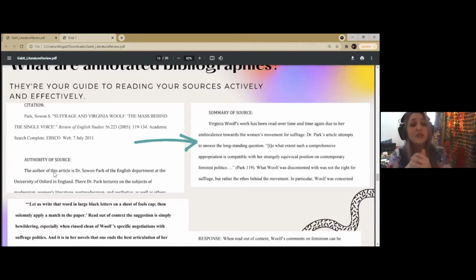You can actually use it in your research paper and your literature review when you want to introduce the article for the first time. So I can say, Dr. So-Won Park of the English department for the University of Oxford in England wrote this article on blah, blah, blah. I can use it as her introduction. Nobody's going to doubt me. They respect the university. They're going to be fairly interested in what she has to say. So it's part of choosing the best sources to support your argument or your research.